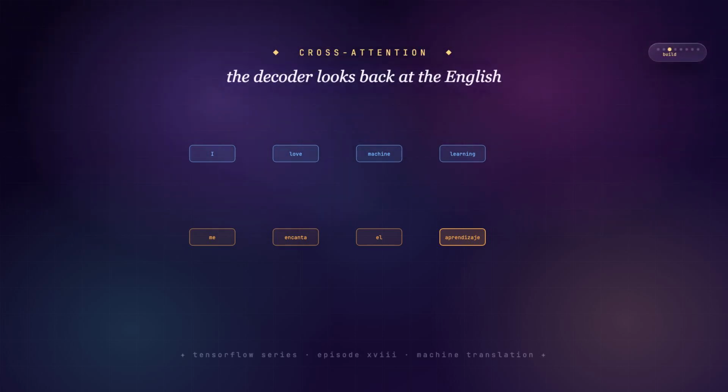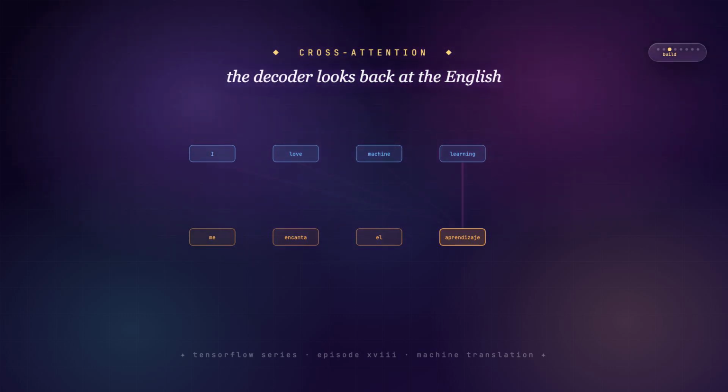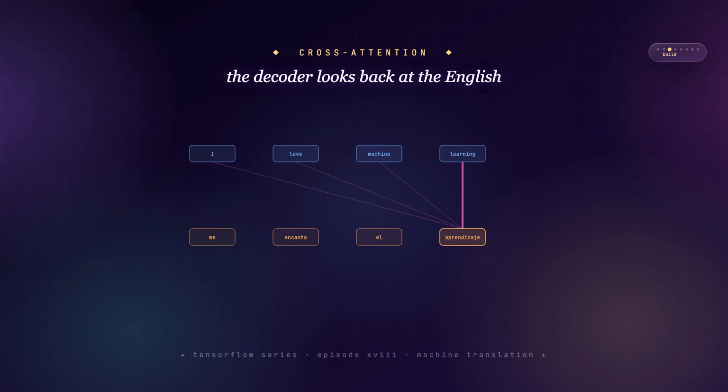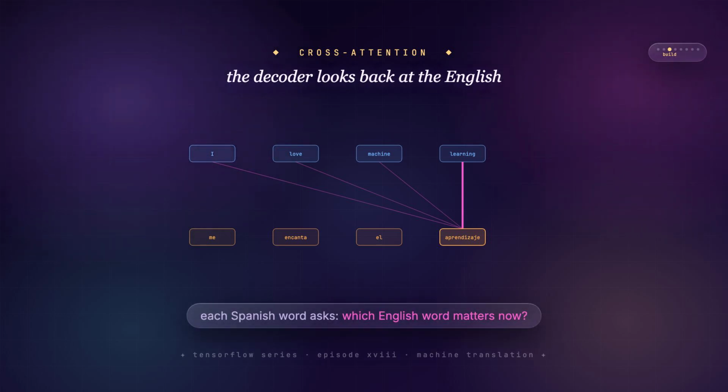And here's the bridge, the piece that makes it translation and not just guessing: cross-attention. Every time the decoder is about to write a Spanish word, it reaches back and looks at the encoder's English summary. What part of the source matters right now? Self-attention looks within a sentence. Cross-attention looks across, from Spanish back into English.